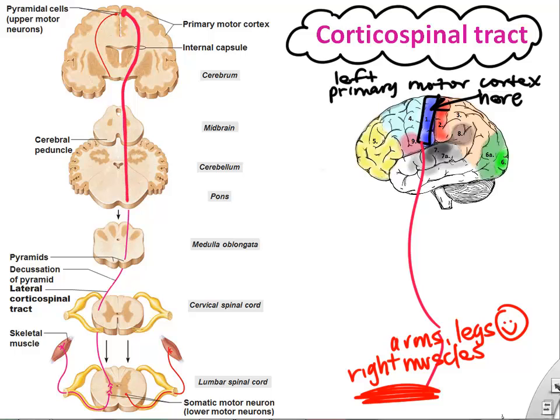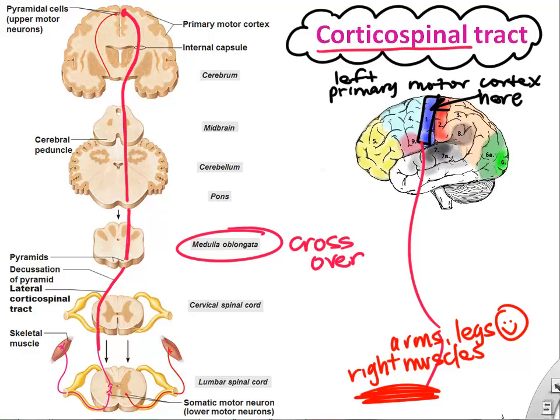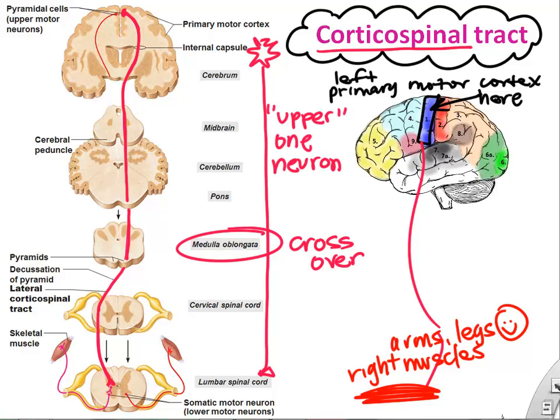Okay, so here we go. We go from our primary motor cortex on our left side. We're going down, and in the medulla, that neuron axon then crosses over. So again, it's still 1 neuron, went all the way down from our brain down to our, in this case, our spinal cord in the lumbar region. So these are called upper motor neurons. So the upper motor neuron goes all the way down, crosses over in the medulla. The lower motor neuron then exits our ventral horn and our spinal cord and goes to our muscle.